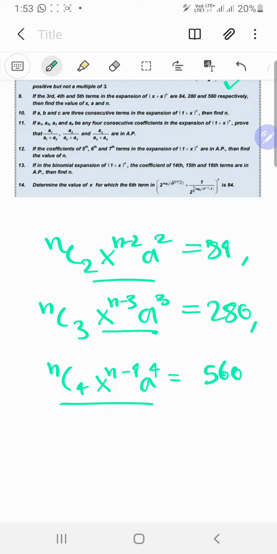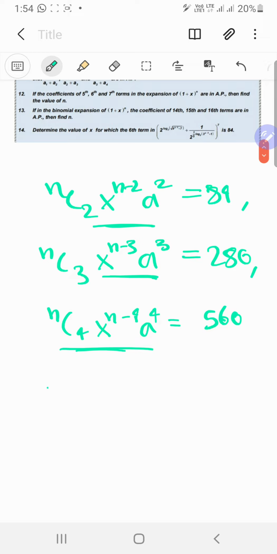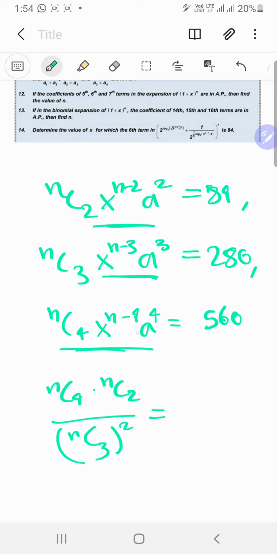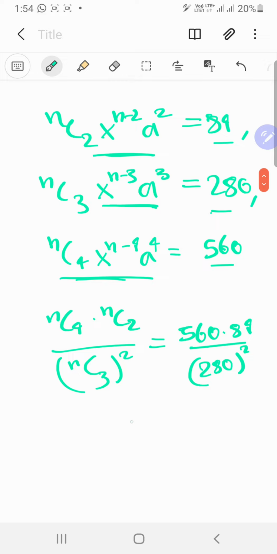So I think what I can do is multiply these two and then divide by the square of the middle term, and let's see what that value will be. That will be n choose 4 into n choose 2 upon n choose 3 squared. That will be 560 into 84 upon 280 squared. Just hope something cancels out perfectly and we get something nice.